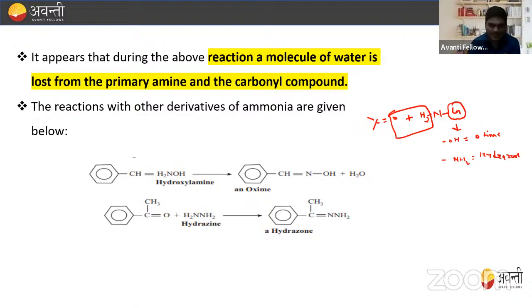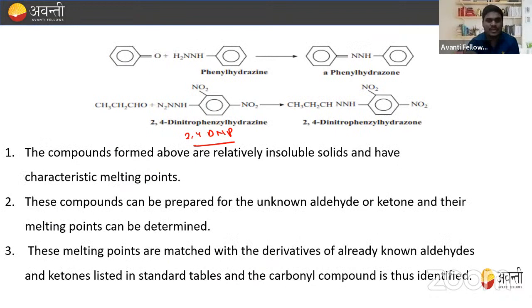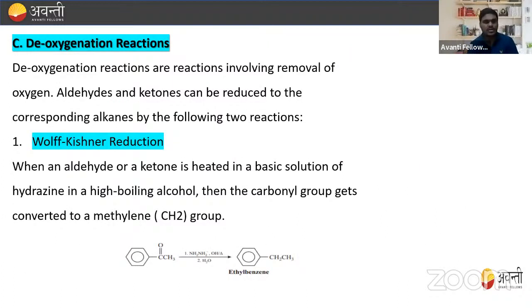Hydroxylamine gives oxime, hydrazine gives hydrazone, phenylhydrazine gives phenylhydrazone, and 2,4-DNP, that is 2,4-dinitrophenylhydrazine, gives 2,4-dinitrophenylhydrazone. So we will get all of these. The hydrazone reaction will also lead to the Wolff-Kishner reduction, right? So we'll get the Wolff-Kishner reduction as well.